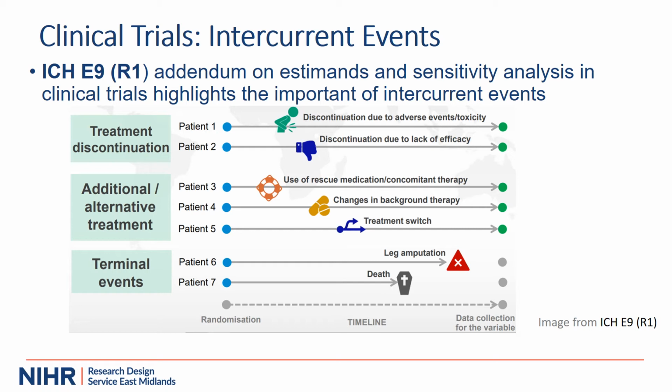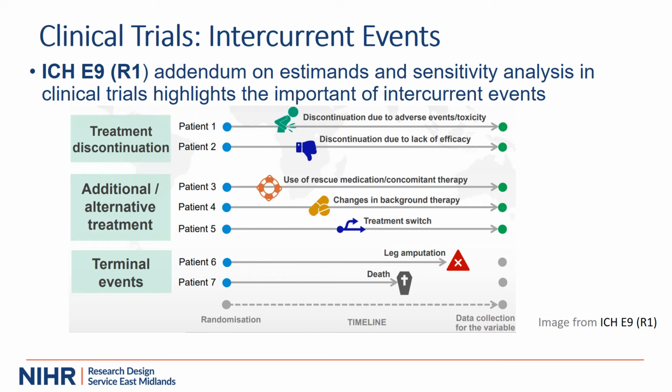So you might want to think, will your research question or your study potentially have any of these? Treatment discontinuation due to adverse events, discontinuation due to lack of efficacy, or additional or alternative treatments such as rescue medication, change in background therapy, treatment switching, or what they term terminal events where you can't get the outcome measure that you want. So for example, you might be measuring outcomes such as foot ulcers in the foot and having a leg amputation, which means you can't get that outcome, or you might be looking at quality of life at 12 months and have a death at 6 months, which means you can't measure that outcome.